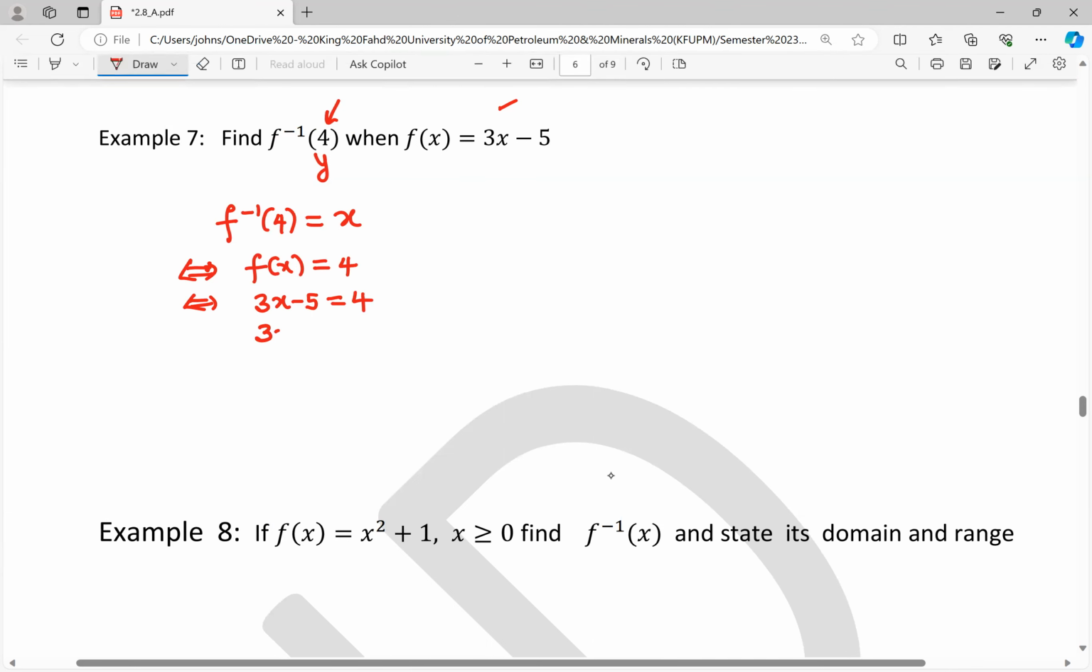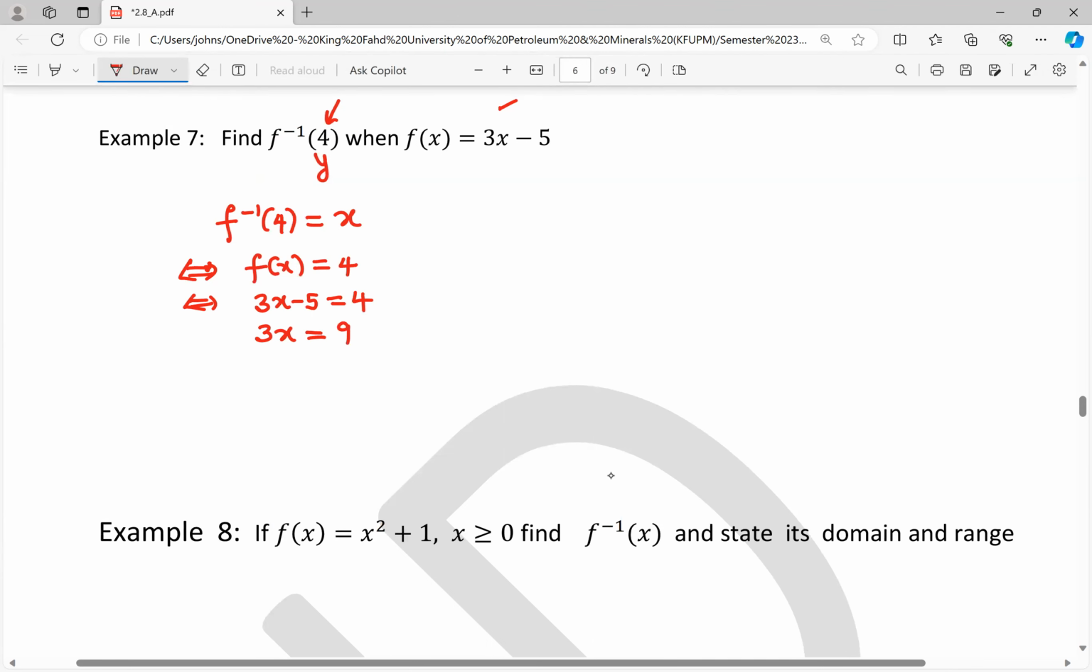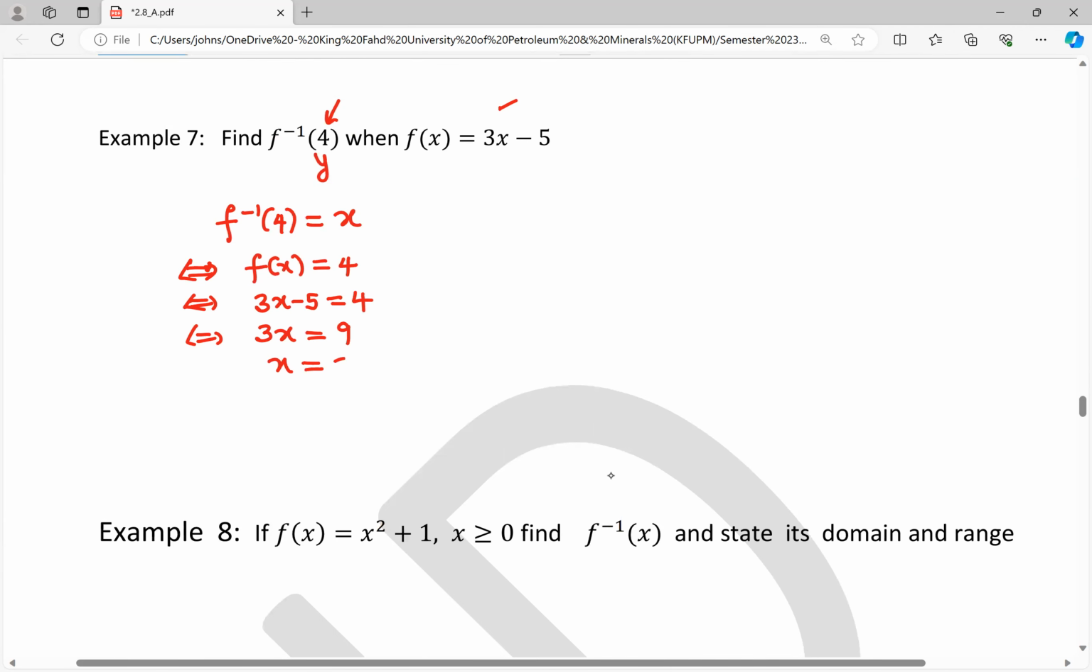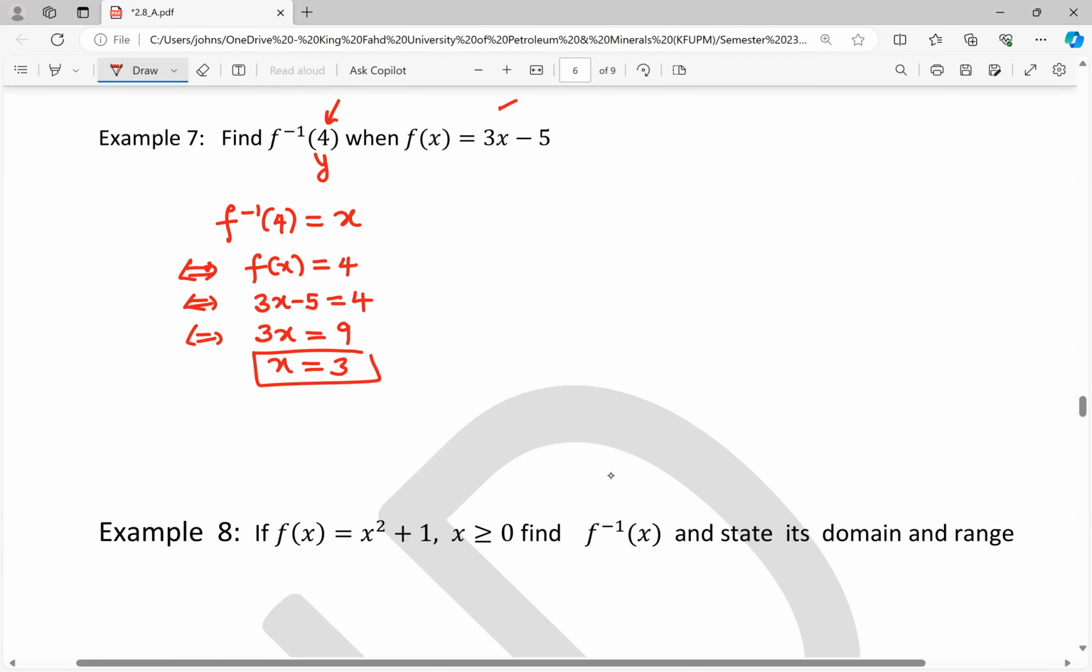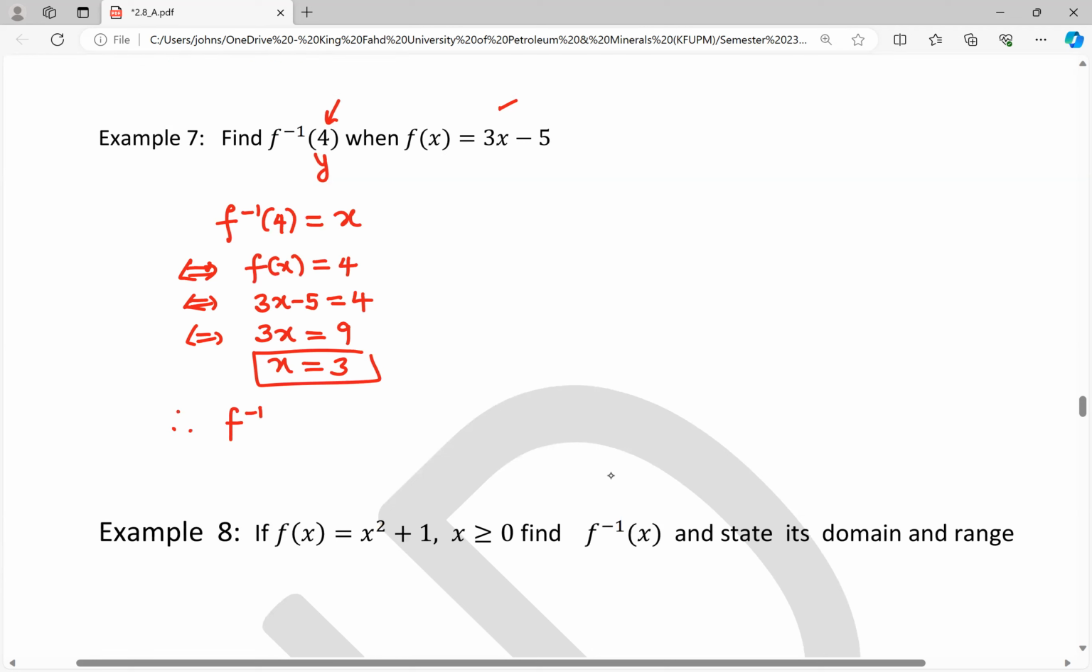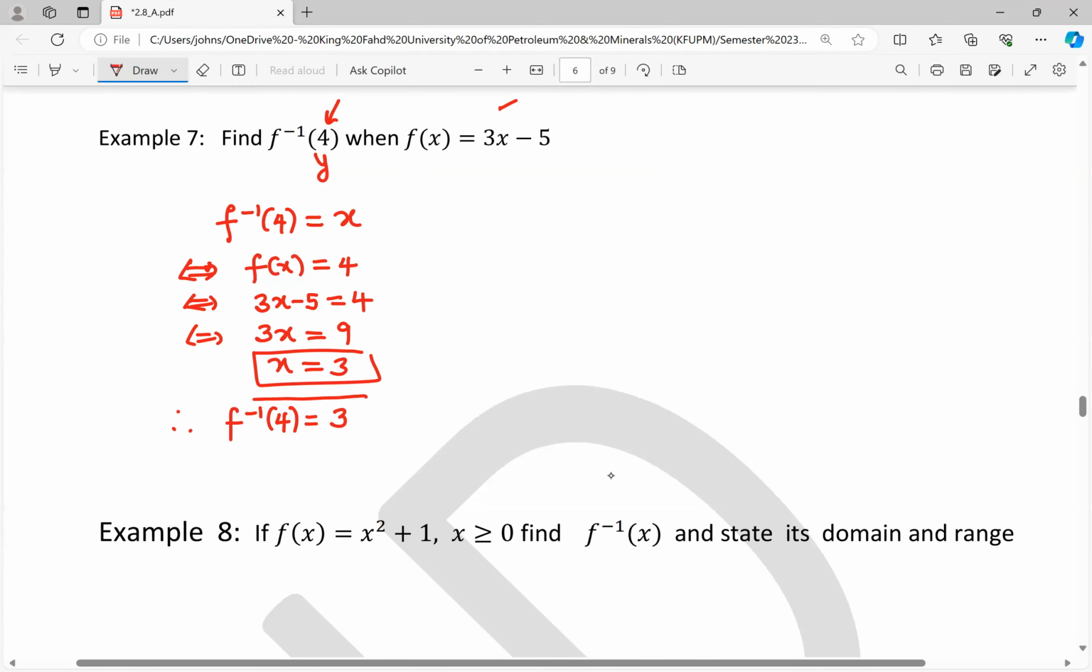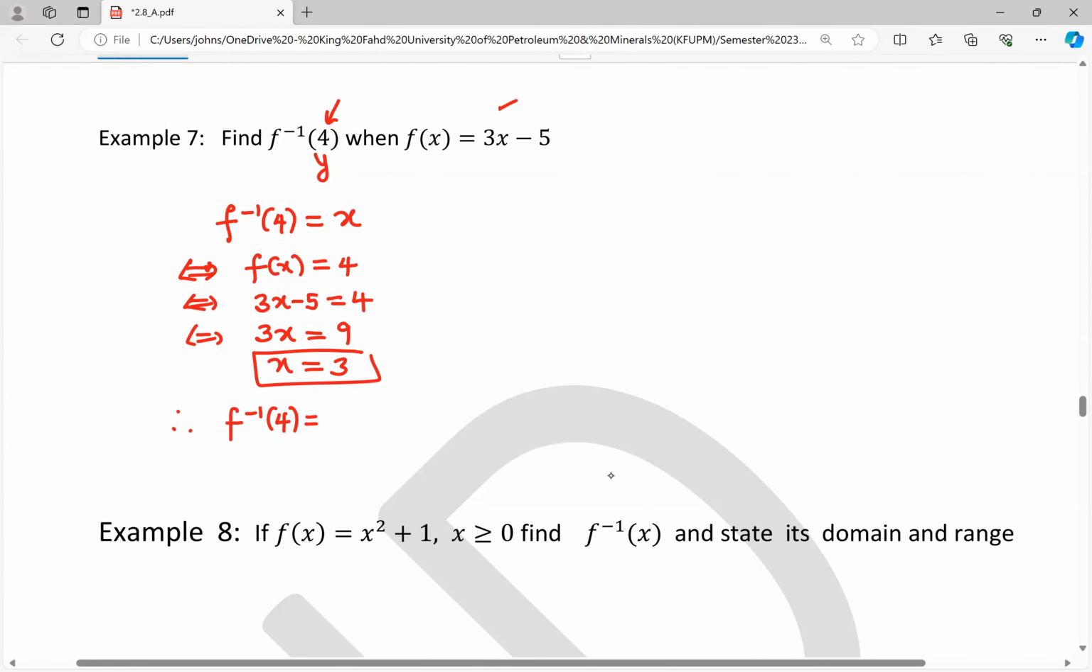So this simply means 3x is equal to 9, right? And this simply means x is equal to 3. But what is x? It means you can conclude that f inverse of 4 is equal to 3. Why did I say so? Because f inverse of 4 is equal to x, but x is equal to 3. So you can conclude this.